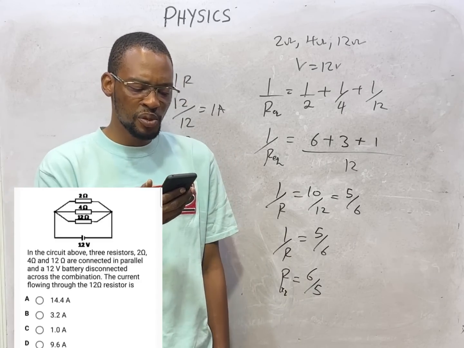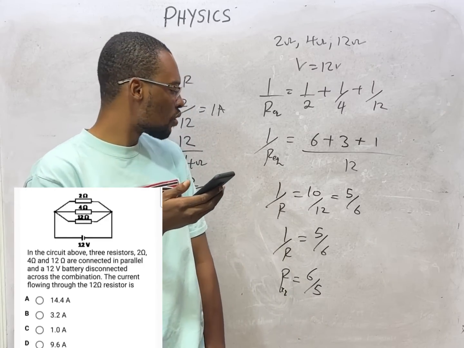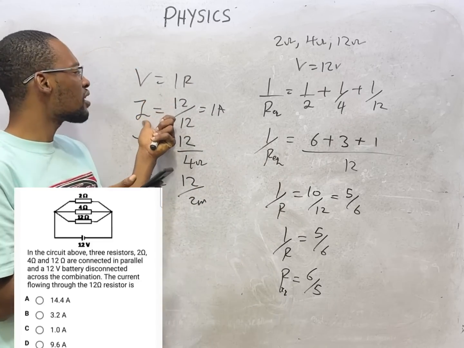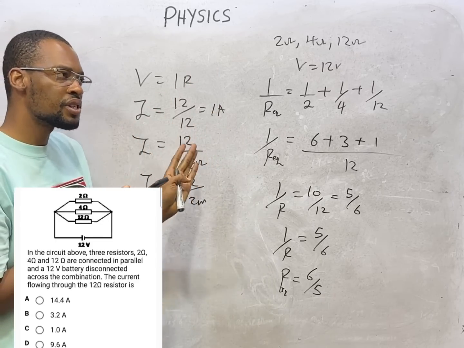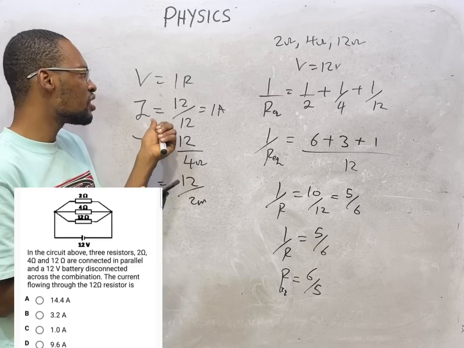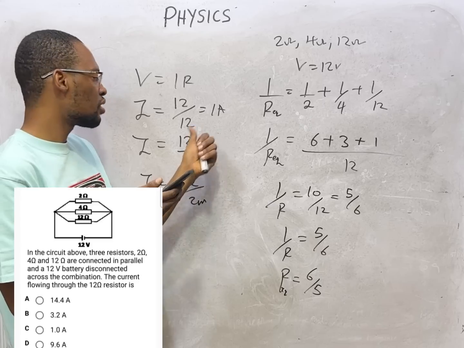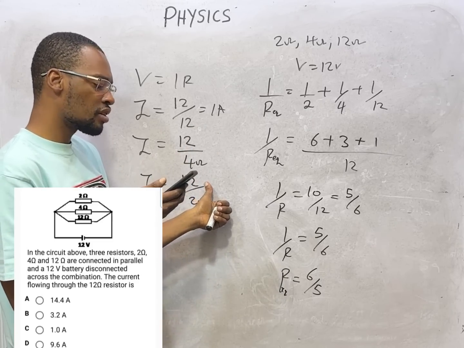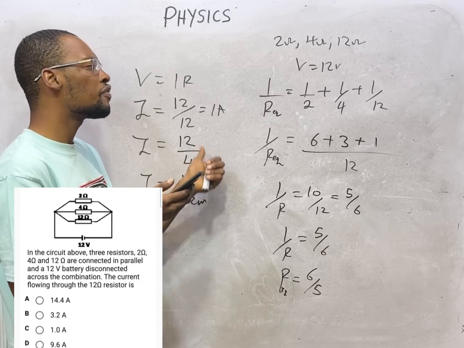The first thing that would come to your mind will be to look for the equivalent resistance, then look for current by saying V equals IR. But from here, current is voltage over resistance. Now the voltage is not changing. Therefore, the current across the 12 ohm resistor will be the voltage over the resistance, 12 ohms. The current across the 2 ohm resistor will be the voltage over its resistance. The current in the 4 ohm resistor will be 12 over 4.